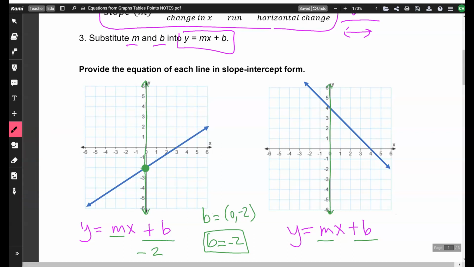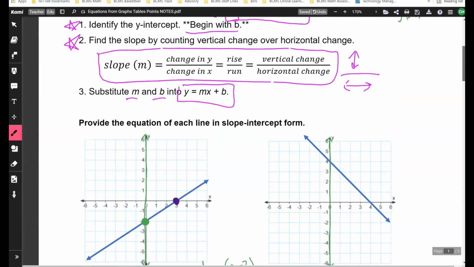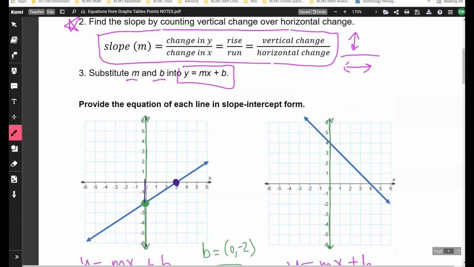And then I'm going to come back up here and say, okay, in my second step, I need to calculate rate of change, which means I'm going to pick 2 points on the graph, right? And find the difference in my vertical change over my horizontal change, the change in y over the change in x. So vertical change going up and down over horizontal change going left and right. And this is a positive slope. We know that because it's going in that positive direction.